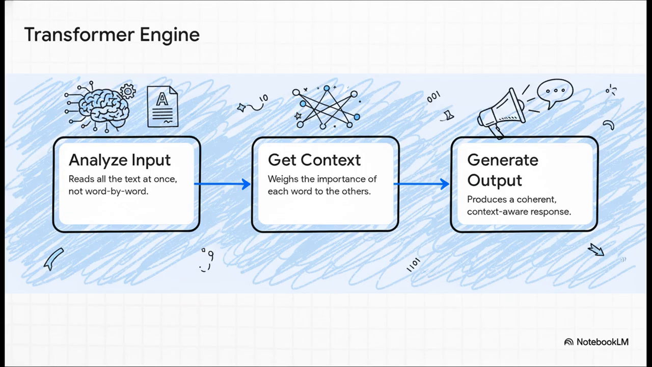So what was the magic ingredient that made all this possible? It was a revolutionary new architecture called the transformer. See, older models tried to read a sentence one word at a time, but a transformer looks at the entire sentence all at once.